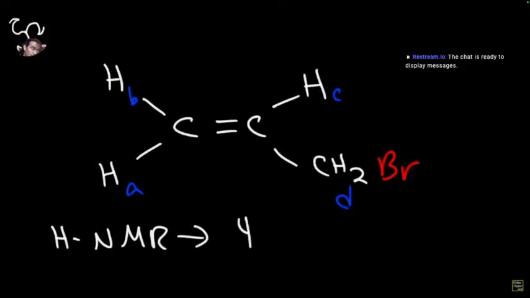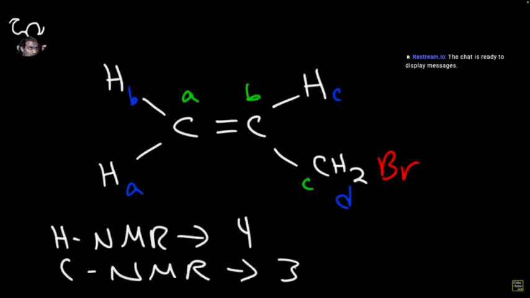Now, for CNMR, this carbon is different from that carbon because the first carbon has 2 hydrogen atoms attached to it. The second one only has 1. Now, the third one has 2 hydrogen atoms attached to it, but it's the only one with the bromine atom. So, in the case of CNMR, we should only get 3 signals.